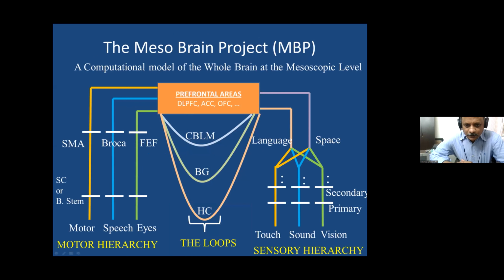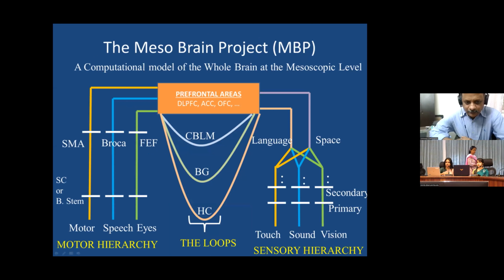So the overall architecture of this model will be something like this. There are these ascending sensory streams on one side: vision, touch, and sound. On the other side, you have the descending motor streams: musculoskeletal system, speech, eye movements, and all that. Between the two, you have the huge decision-making regions of the prefrontal cortex. You can think of the whole thing as a massive feed-forward pathway. And then there are three loops: the cerebellum, basal ganglia, and hippocampus.